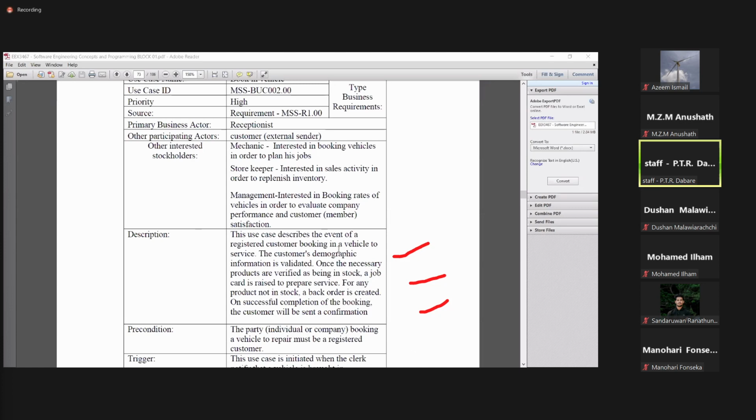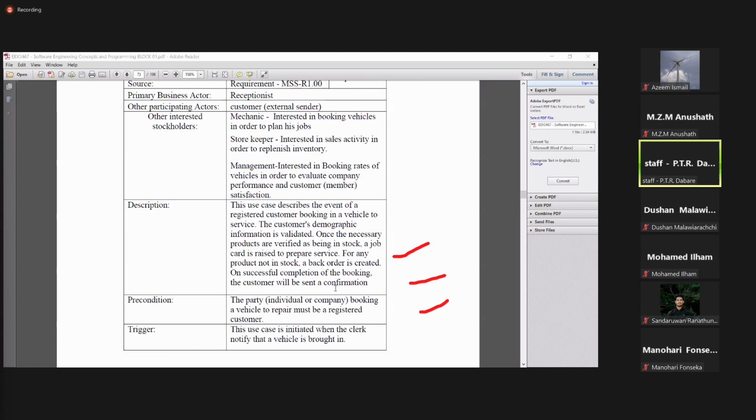See, this use case describes the event of a registered customer booking in a vehicle to service. The customer's demographic information is validated. Once the necessary products are verified as being in stock, a job card is created. See, a big description you have to write.